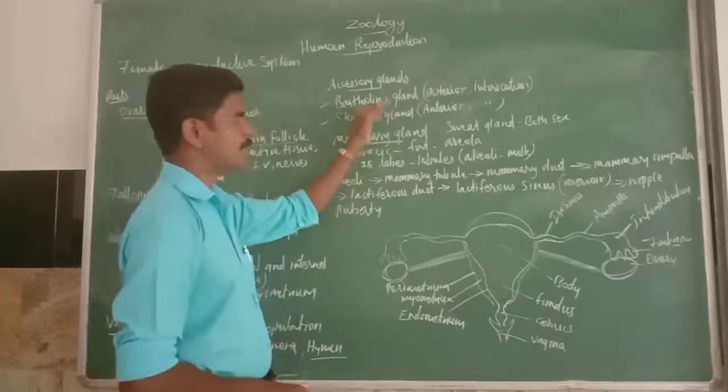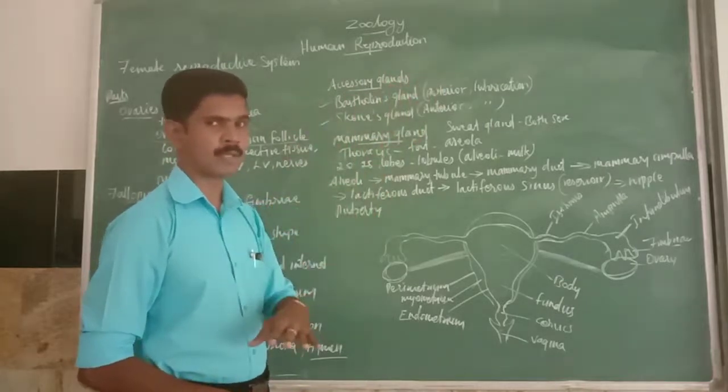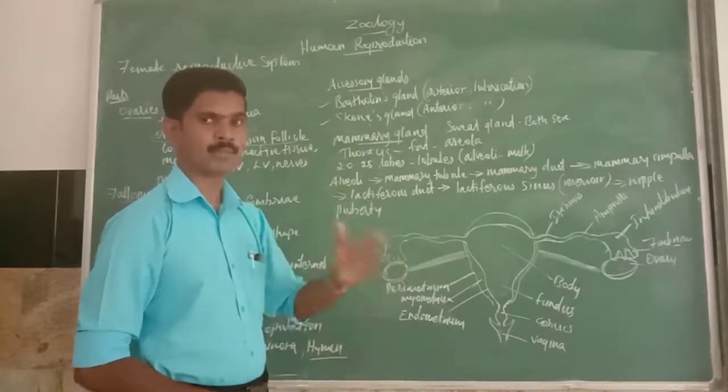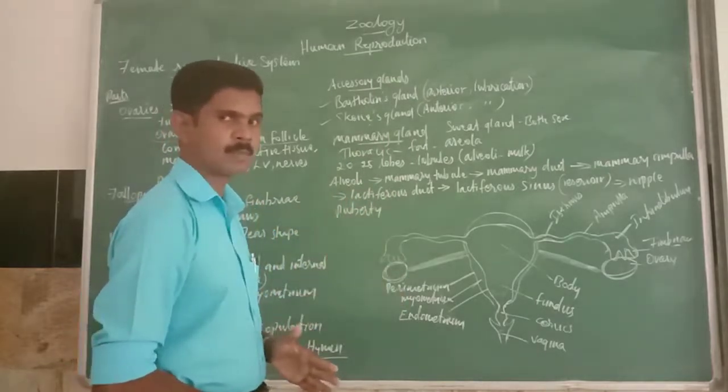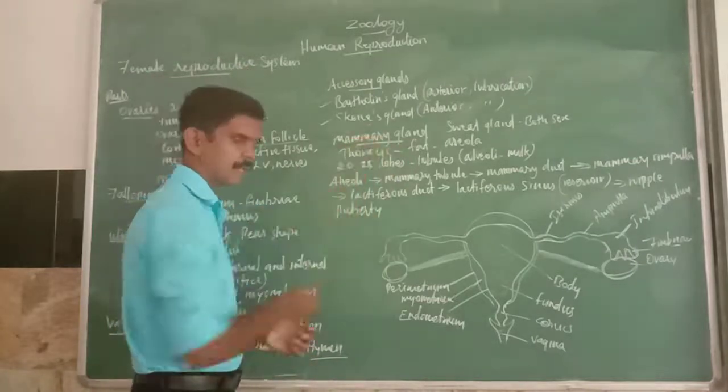Both glands secrete: one gland is present on the anterior side of the vagina and one on the posterior side. Both glands secrete two types of fluids, and both fluids support the lubrication of the vagina. Then next, the last accessory gland is the mammary gland.